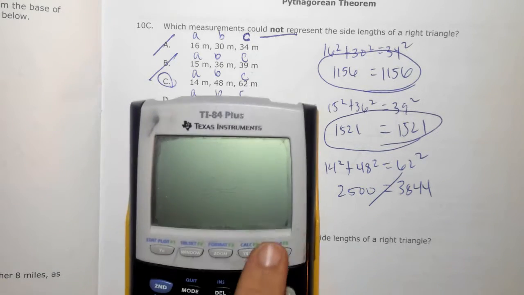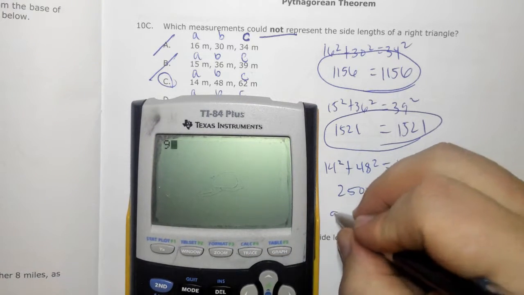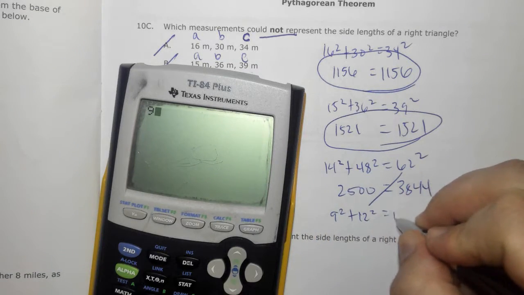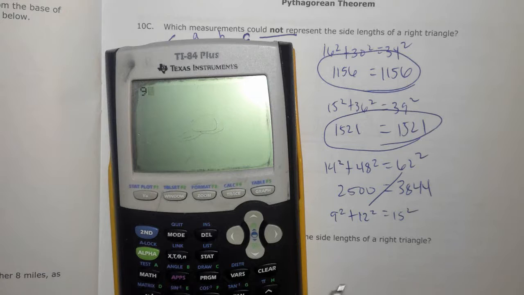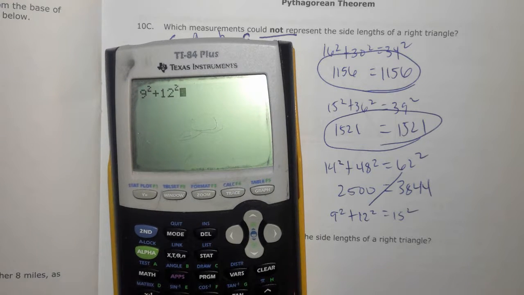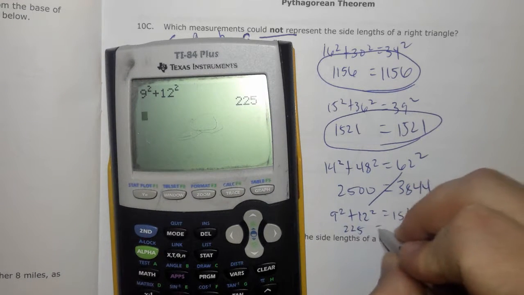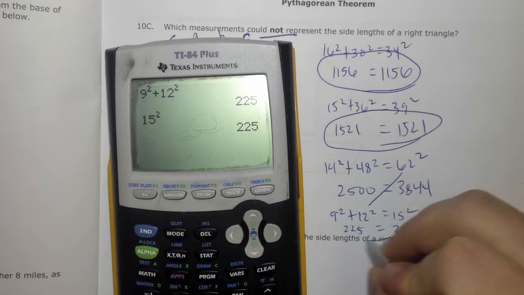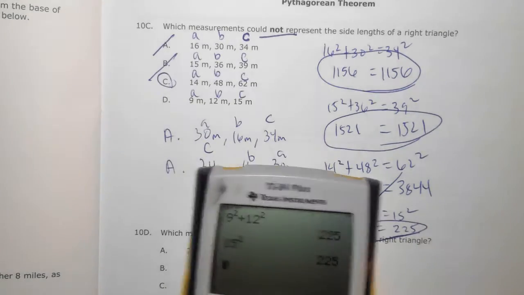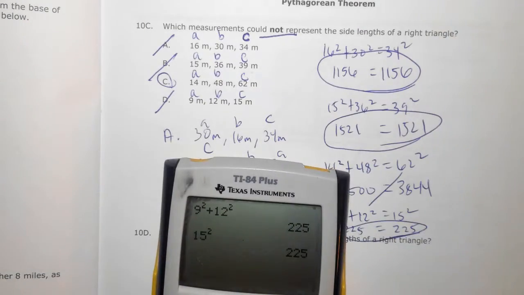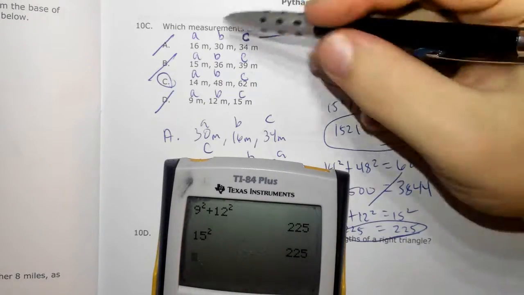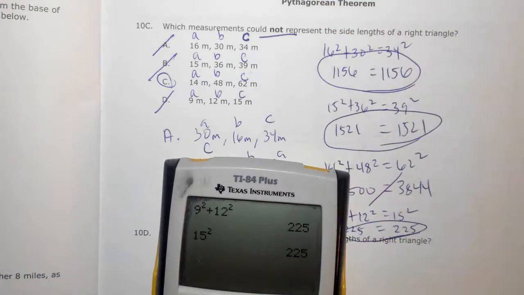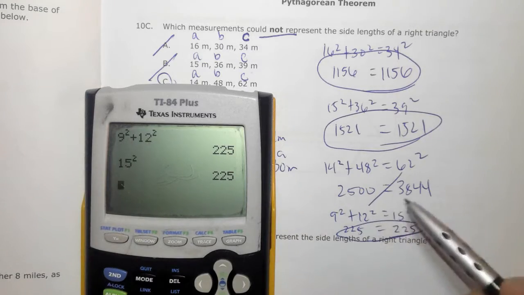Okay, and if you look at D, you had 9 squared plus 12 squared equals 15 squared. Well, 9 squared plus 12 squared is 225, and 15 squared is 225. So you can see that A, B, and D are all right triangles because the Pythagorean theorem works with all three of them. But C is not, because it does not work, just like we proved right here.